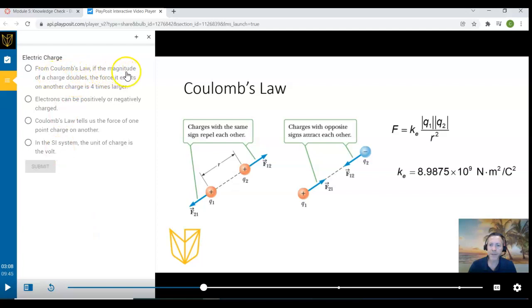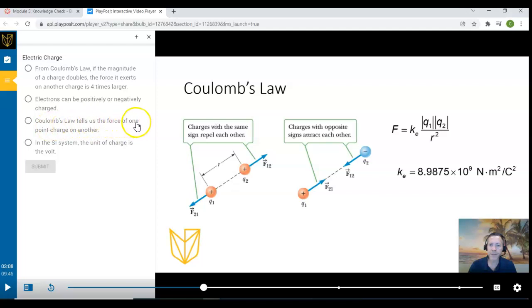From Coulomb's law, if the magnitude of a charge doubles, the force it exerts on another charge is 4 times larger. I don't see anything here with 4 times distance, or the charge here times charge and the radius. So if the radius increases, it would. Electrons can be positively or negatively charged. Electrons are negatively charged.